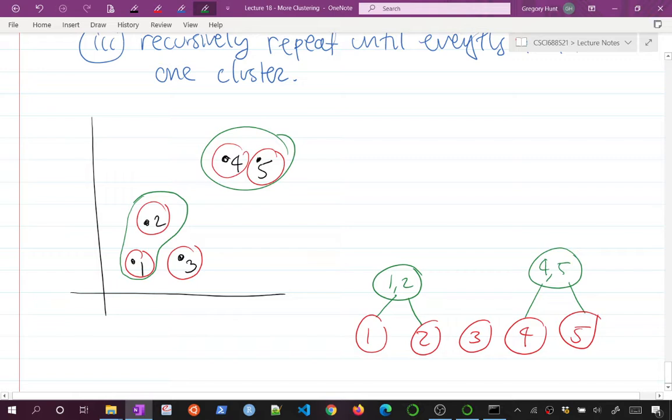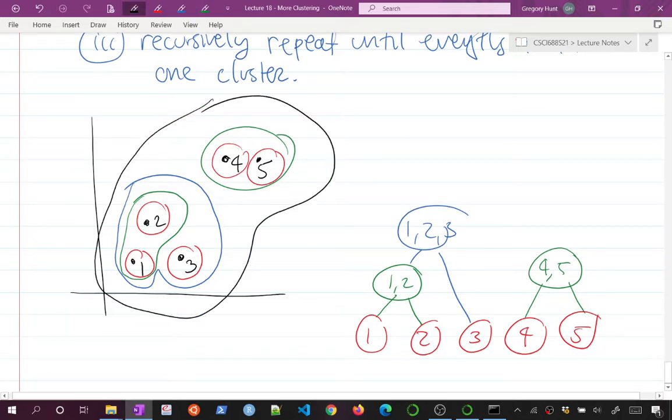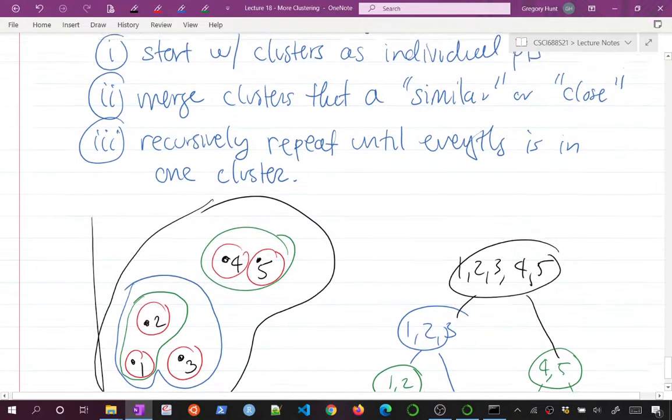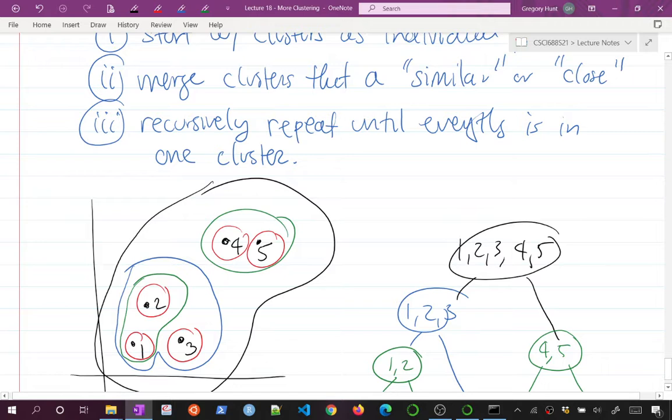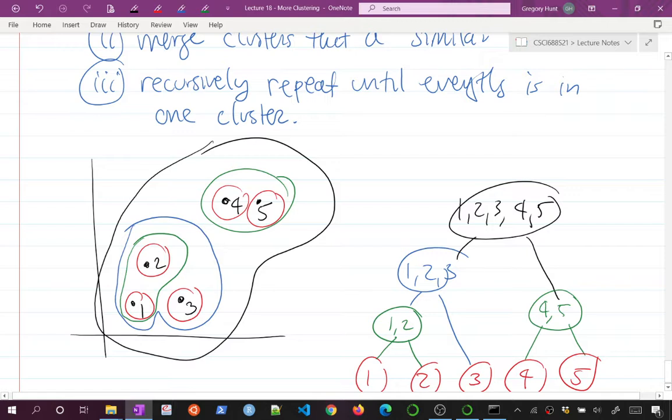And then I'll say, okay, the 3 cluster is closest to the 1, 2 cluster, so I'll merge that into the 1, 2, 3 cluster. And then we only have 2 clusters left, so the overall closest clusters have to merge into one. I'll have my 1, 2, 3, 4, 5 cluster. So that's exactly what my algorithm said. I start everything as an individual cluster, I merge nearby clusters, and I keep doing this until everything's in one cluster. And that's called agglomerative clustering.